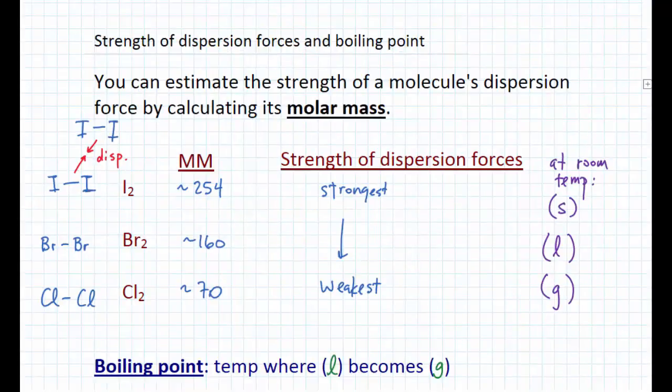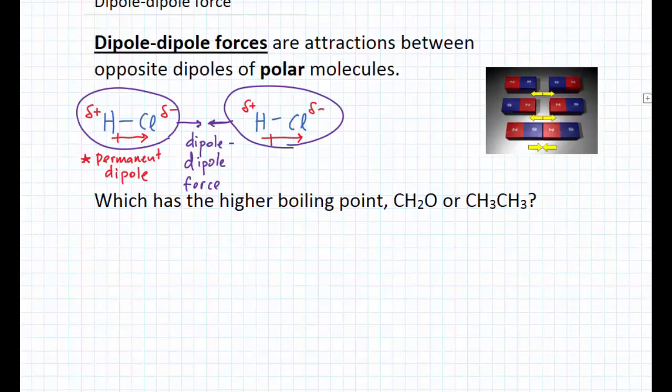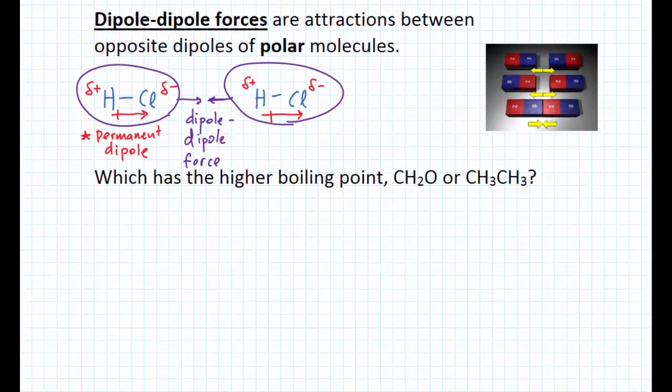The reason we could get away with just doing dispersion forces on the last page is that these were all nonpolar. If a molecule has no permanent dipole of its own, the only attractions between them will come from those dispersion forces. So nonpolar molecules will have dispersion forces only. Polar molecules will have dispersion and dipole-dipole. That makes sense? So now we can start comparing boiling points of slightly more complicated molecules.